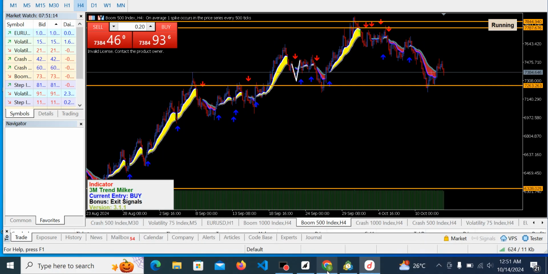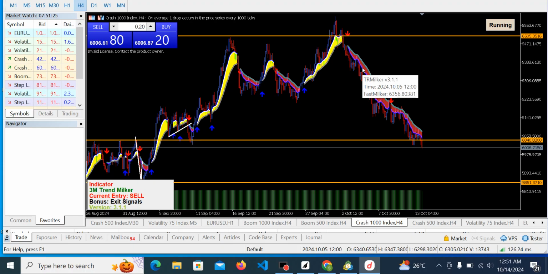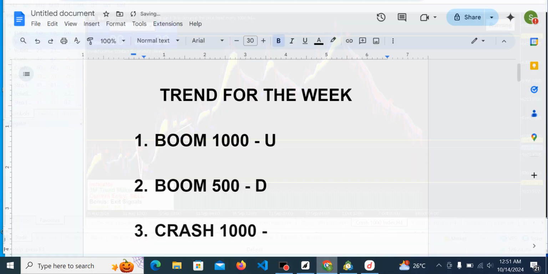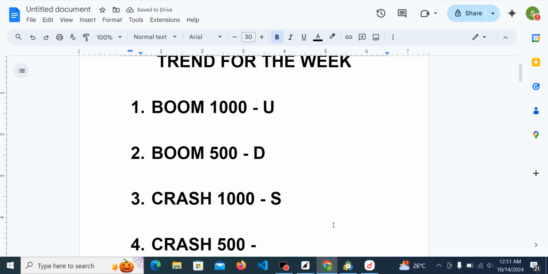Okay, next asset is going to be Crash 1000. Crash 1000 was an uptrend before, but came to an end at this resistance zone, and it started a downtrend right from here. So ever since, it has been selling. Okay, it has gotten to this particular support zone. If you should notice, it got there around here too. Okay, so once it breaks out from there, then definitely it's going to sell more. So this is going to be giving us more of a selling opportunity than a buying opportunity.